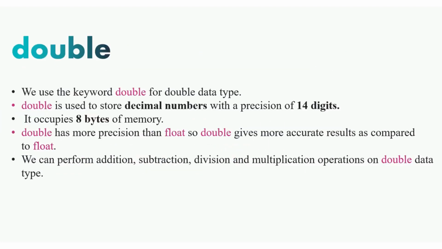Coming to the next one, double, which is used to store very large values with a high precision of 14 digits after the decimal point. Since it has more precision, it occupies double the memory of float, that is 8 bytes of memory, and it is comparatively slower than float as it processes huge data, and we can perform the arithmetic operations on the double data type variable.